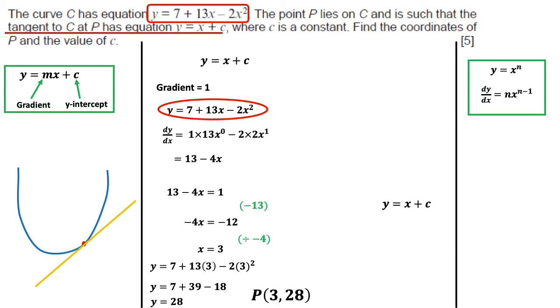It did also ask us to find the value of c. What we know is that when x is equal to 3, y is equal to 28. So if I substitute those values into the equation of the tangent, I get 28 is equal to 3 plus c. This allows us to work out the value of c. I can subtract 3 from both sides, and then I can see that c must be 25.